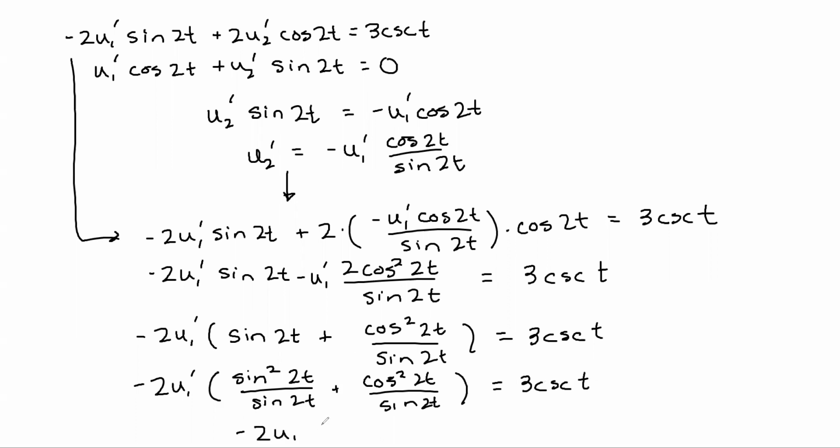And so what happens here? So that's going to simplify. Sine squared plus cosine squared is 1. So we get 1 over sine 2t equals 3 cosecant of t. Right? And if we multiply on both sides, we're going to get u1 prime. Right? That's going to equal negative 3/2. Okay, because we're moving the 2 over. And then we're going to have sine 2t times cosecant t.